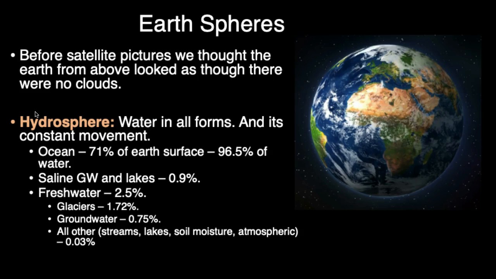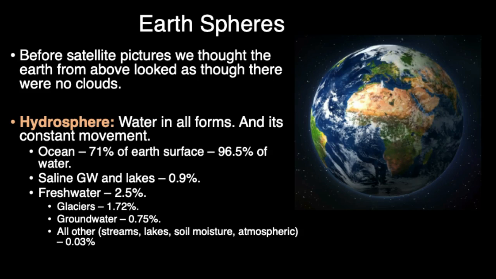So it's actually kind of curious that before satellite pictures, we thought that the Earth from above looked as though there were no clouds. We just thought it was mostly the rock and soil and the continents, and then the water and the oceans. We didn't think that the cloud cover could be seen from space. So that was one of the surprises we encountered once we started getting pictures from space.